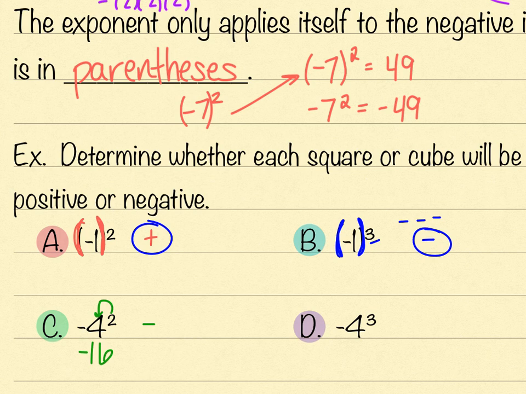And then for example D, the exponent does not see the negative, so it drops it down. And then 4 times 4 times 4 is 64. So, oops, I guess I should write this down here. Negative 64. So this one would be negative.